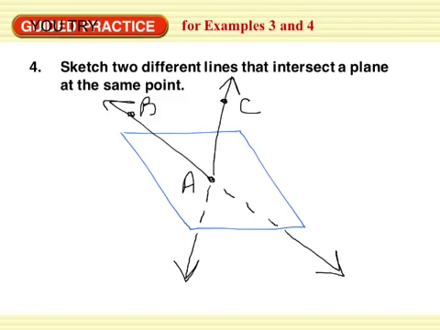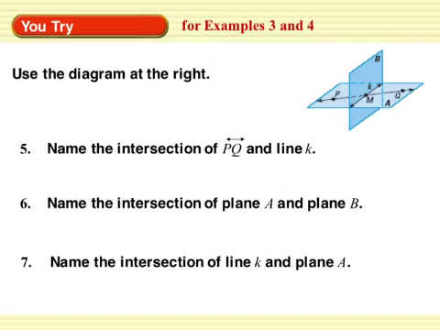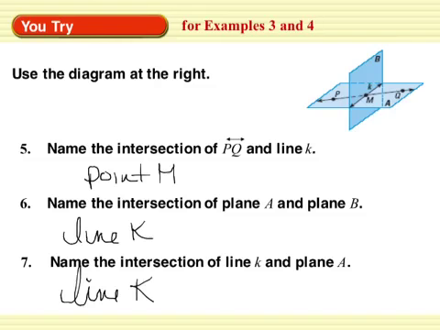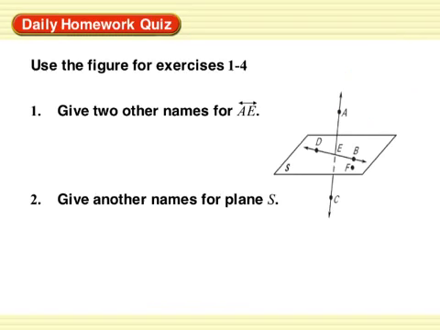Beautiful. Next. You try. Use the diagram at the right. Do numbers 5, 6, and 7. I'm going to push pause. There we go. Line PQ and line K intersect at point M. The intersection of plane A and plane B is line K. The intersection of line K and plane A is line K.